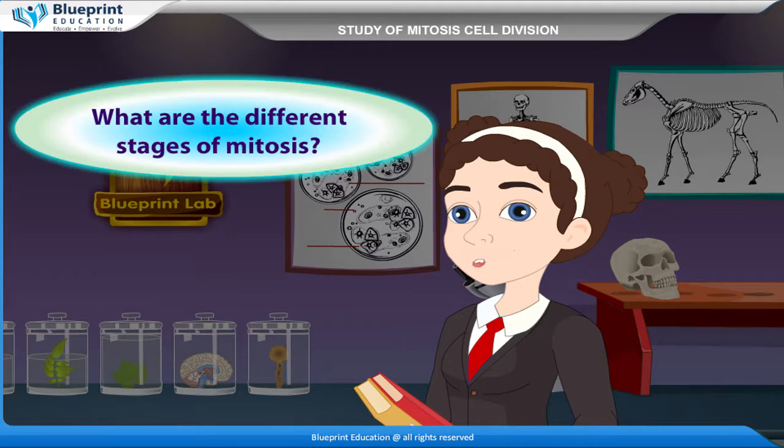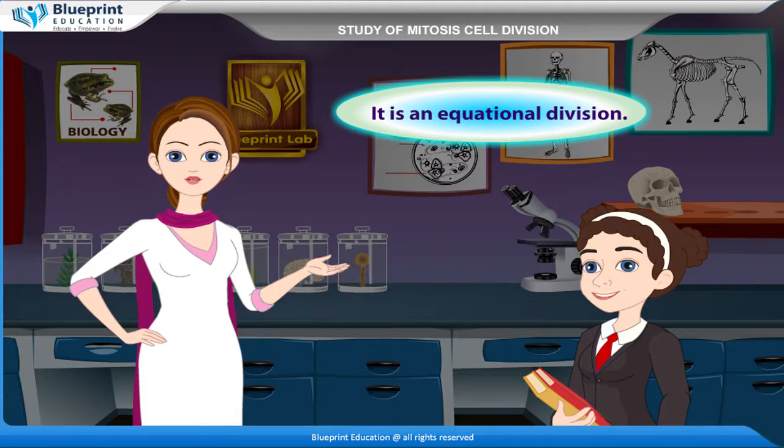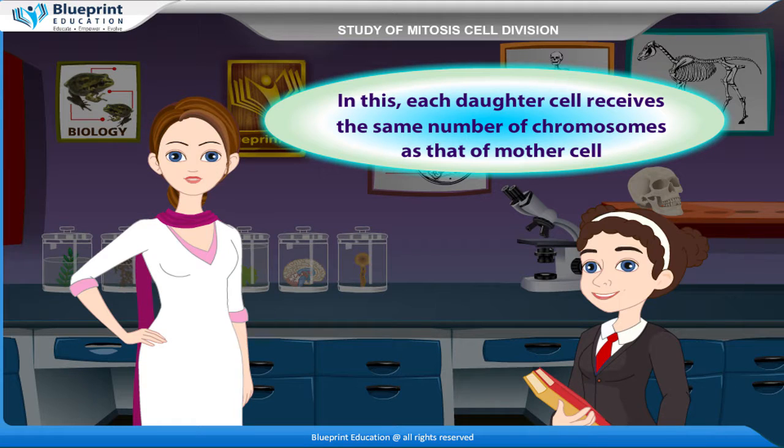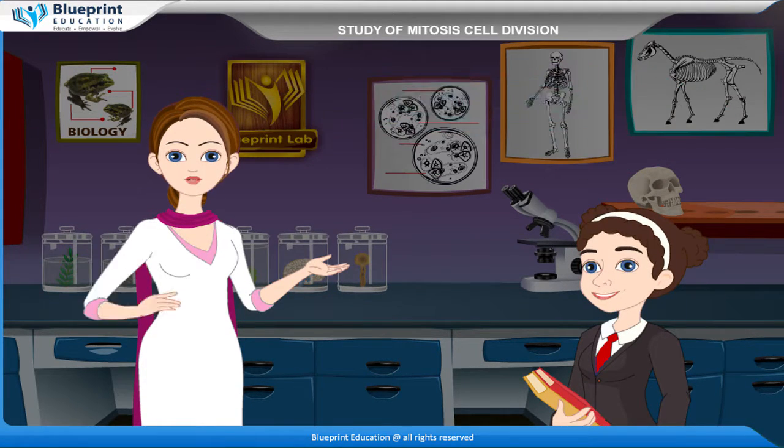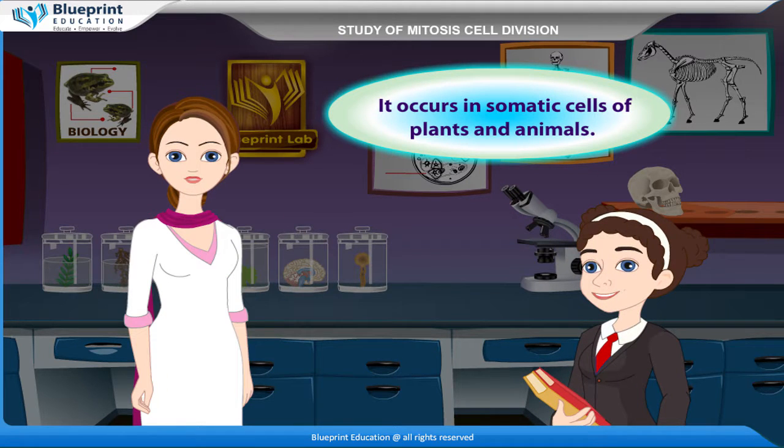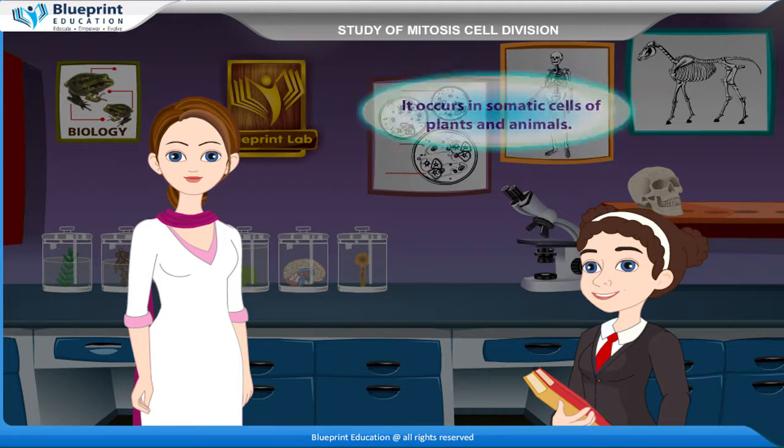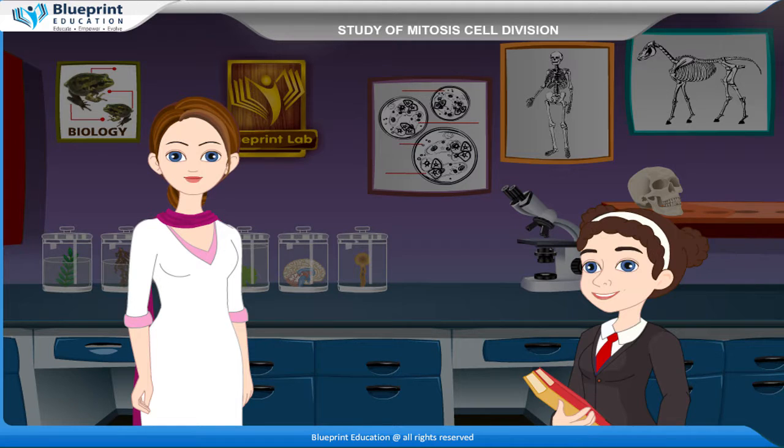Ma'am, what are the different stages of mitosis? It is an equational division. In this, each daughter cell receives the same number of chromosomes as that of the mother cell. It occurs in somatic cells of plants and animals. It is completed in two steps: karyokinesis and cytokinesis.